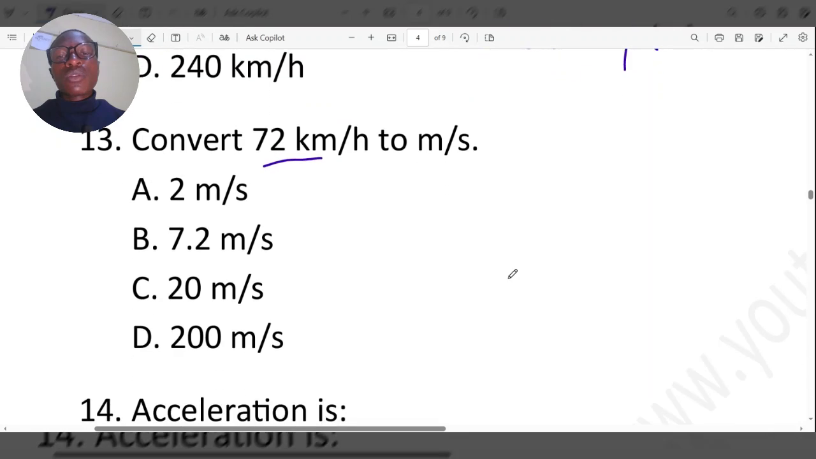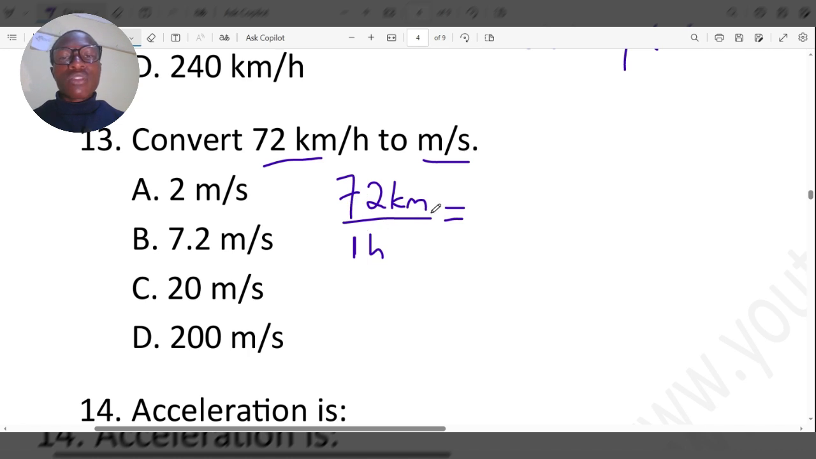With that in mind, we can rewrite 72 kilometers per hour as a fraction now: 72 kilometers divided by 1 hour. Therefore, if we convert this to meters per second, it will be the same as converting the distance 72 kilometers into meters, and then 1 hour into seconds.